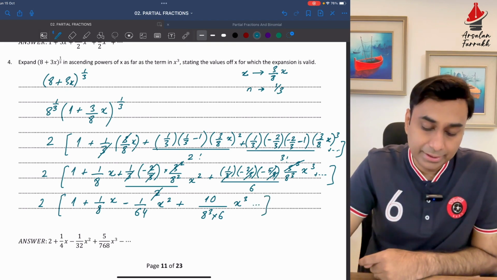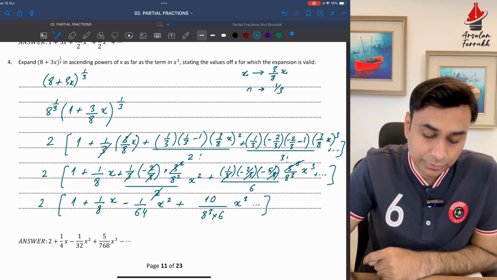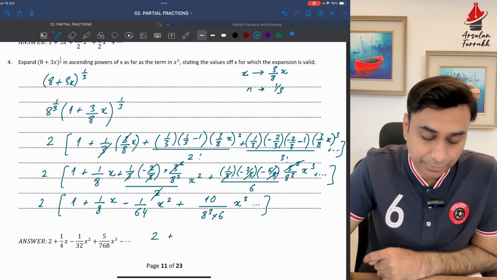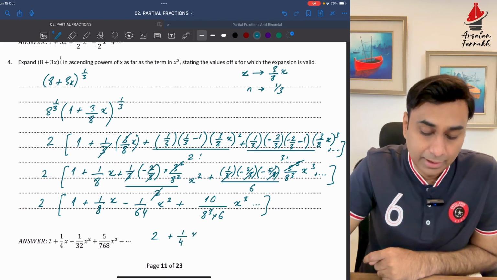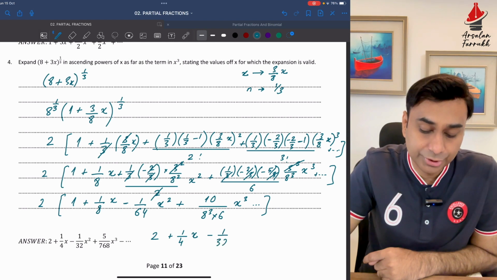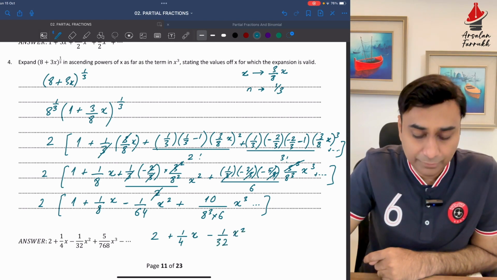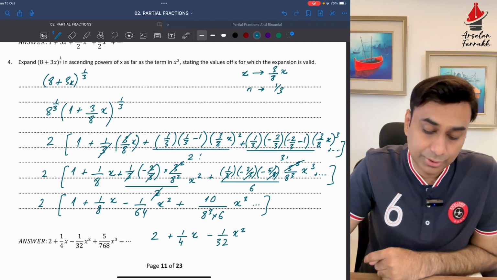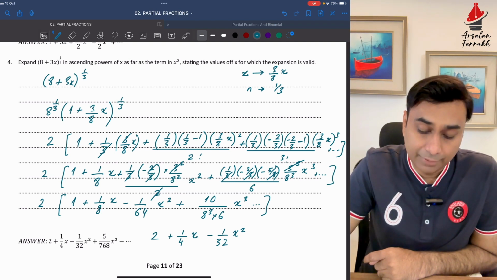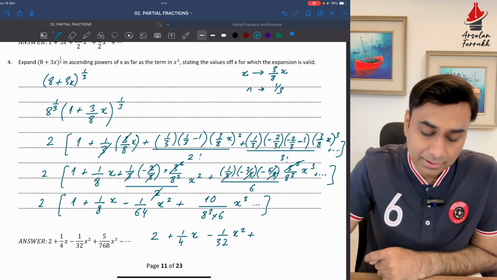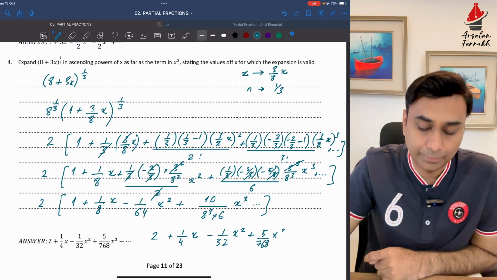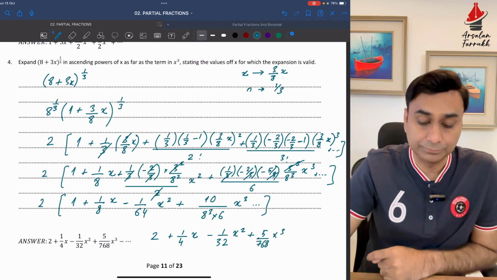So if you would simplify this, you multiply all of this by 2. The first term becomes 2. The second term, 2 times 1 over 8, would simplify as 1 over 4x. And then 2 times minus 1 over 64 becomes minus 1 over 32x square. And then you simplify the next term as well. So this is going to be multiplied by 2 as well. And when you simplify 2 times 10 divided by 8 cubed times 6, that simplifies as 5 over 768x cubed. And this is going to be your expansion.